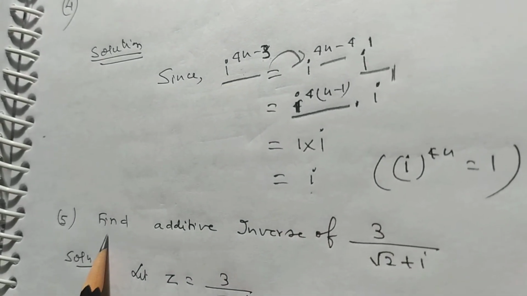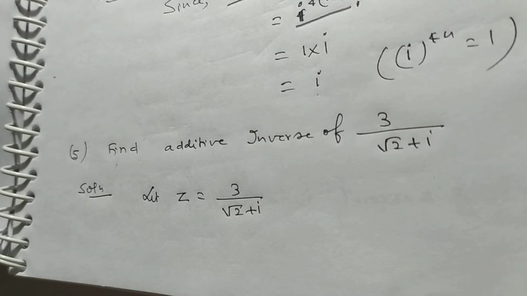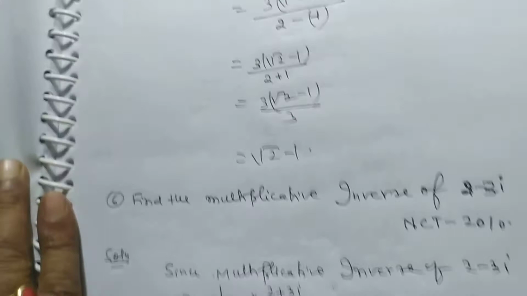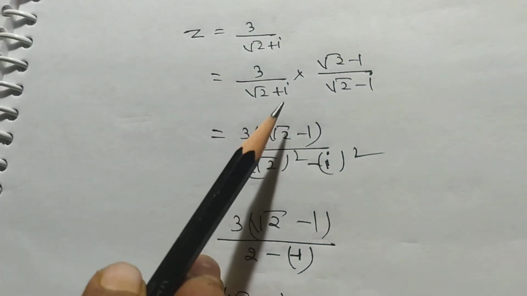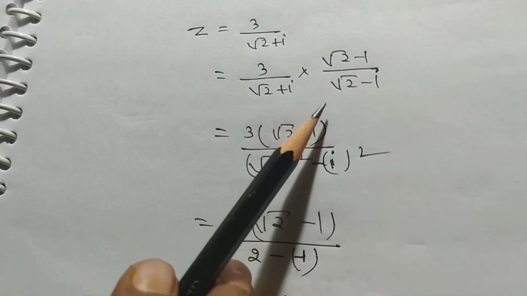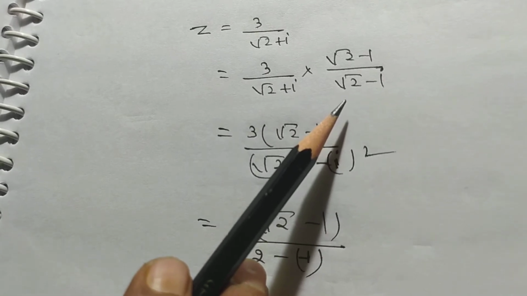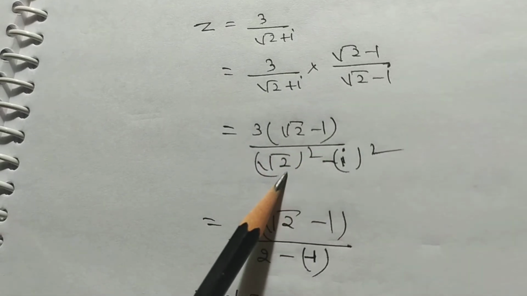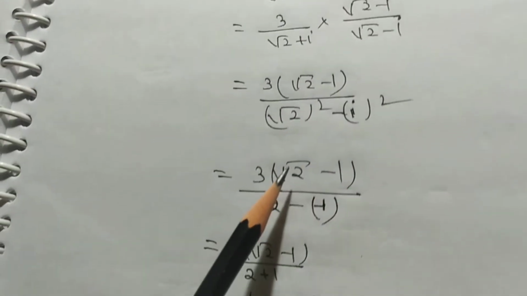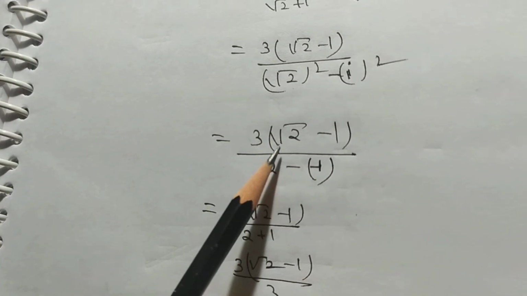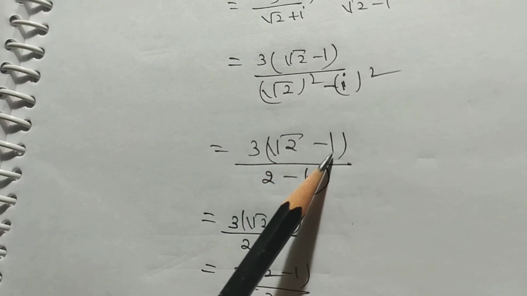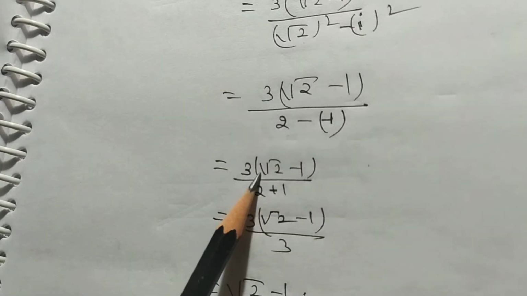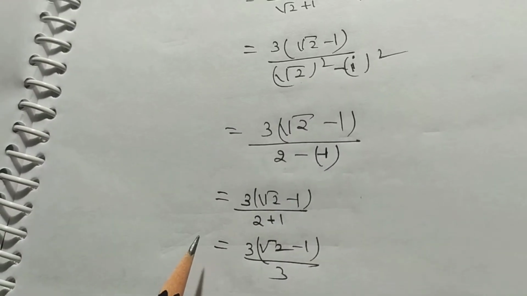Now find the additive inverse of 3 by root 2 plus i. Here z is equal to 3 by root 2 plus i. So now we multiply the numerator and denominator by the conjugate of the denominator, and it will be 3 into (root 2 minus i) over (root 2 square plus i square). So now it is 3 into (root 2 minus i), and 2 minus minus 1.